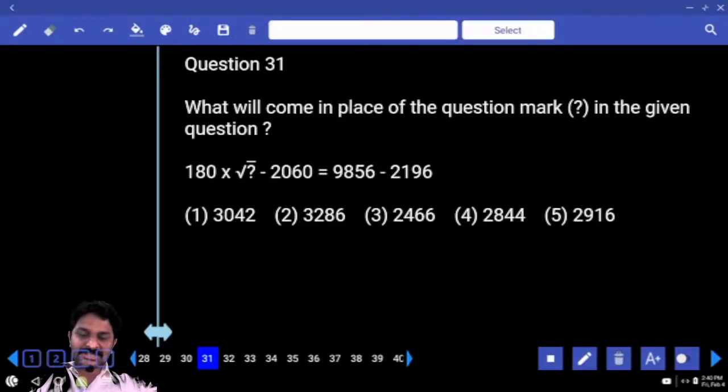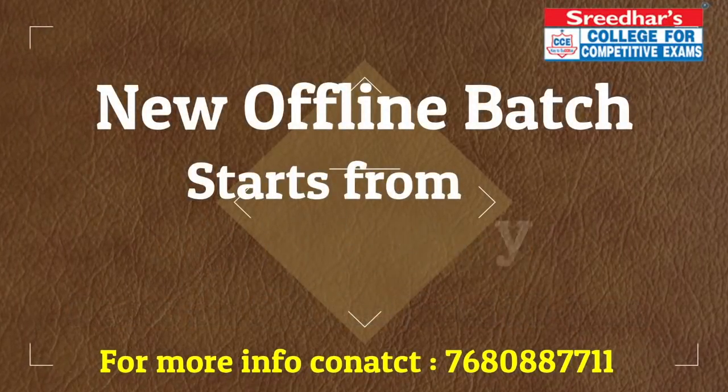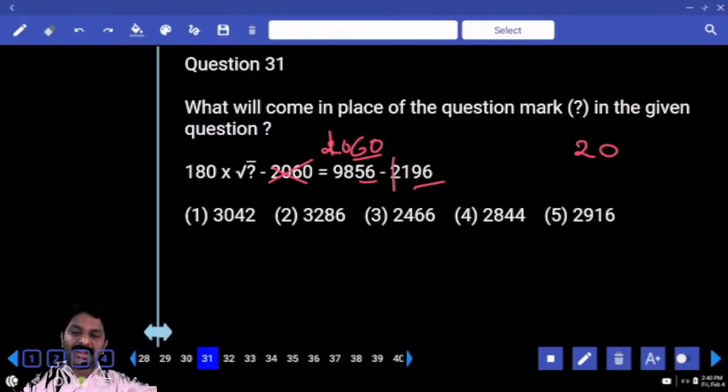Come on, 31 onwards. 2060 goes to the other side, becomes plus 2060 only. Subtract 2000, cancel. 60 and 56, last two digits only I am taking. That is 116. From that, if you subtract 96, that gives you 20. Come on. So last two digits 20 and the other number is 98. Sorry, 98 minus 100, 97, 20.